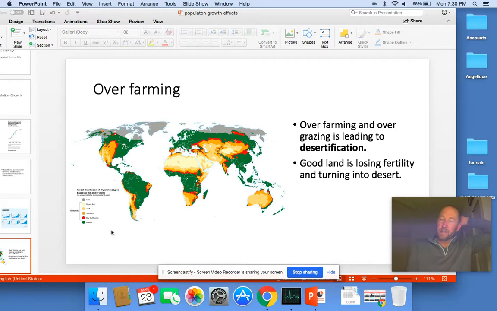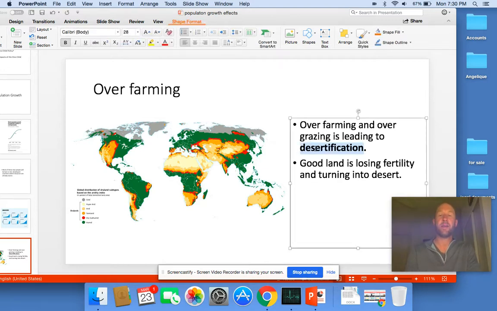So one of the issues is what happens when you have all these new mouths to feed. The easiest way to feed them is by growing food. But when you grow food, whether that be animals or plants, it puts stress on the earth. And if you grow too many plants, the earth can turn bad. And if you have animals and you allow them to eat the plants, the earth can turn bad. And that's what's called desertification, this word right here. And if you look at the front part of it, you see desert. It's basically a word for good land turning into bad land.